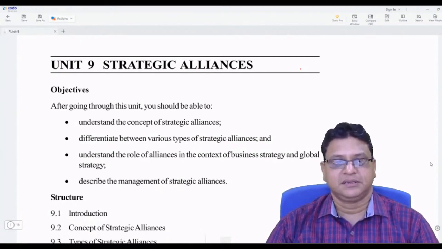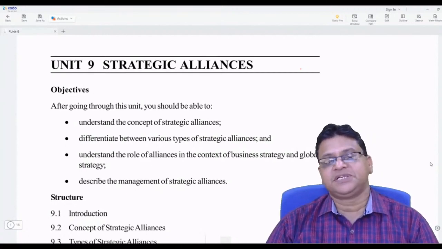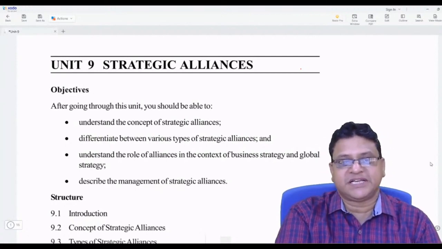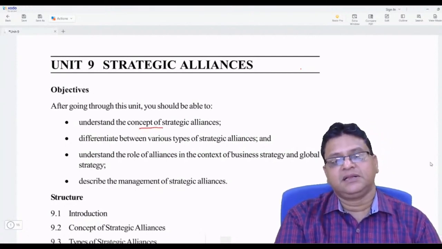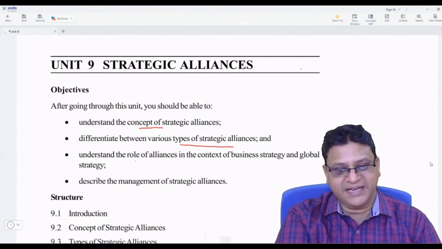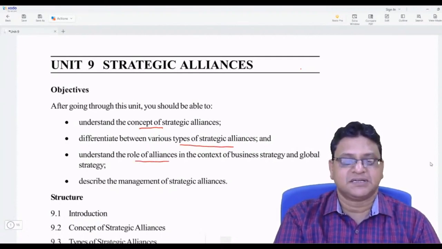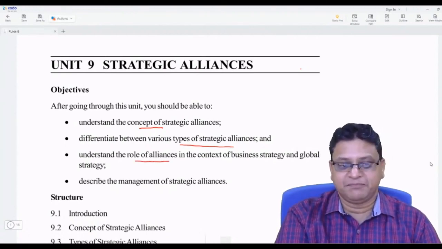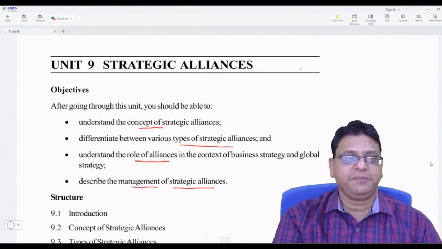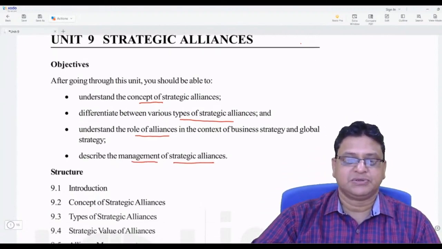Before discussing strategic alliances, let me first tell you what will be our objective of discussion today. After discussing this unit, you can understand the concept of strategic alliance. Then you can differentiate between different types of strategic alliance. You can understand the role of alliance in the context of international business, and you can describe the management of different strategic alliances. So what will be our structure of discussion today?